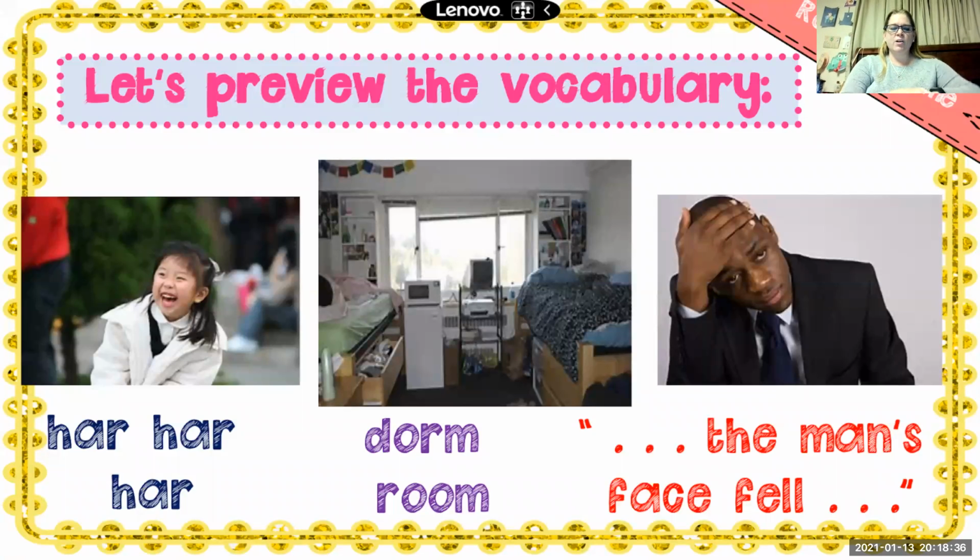All right, so let's go over some vocabulary that will be in our story today. The first one is har, har, har. And that is a laughing sound, okay? Usually when someone is making a joke or something, they'll say har, har, har. That's like a laughing sound. The next word is dorm room. And a dorm room is a room in a dormitory, which is usually where college students live. Okay. Our third one is the man's face fell. Now, it didn't really fall. What this means is he goes quickly from smiling to not smiling.